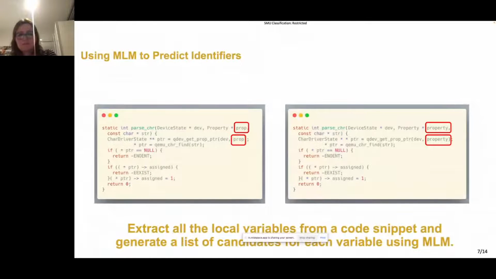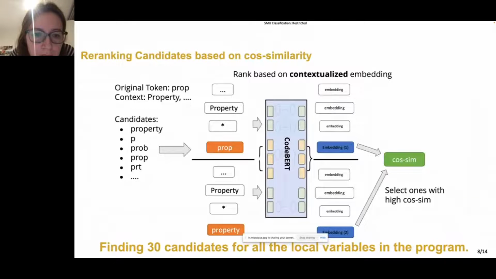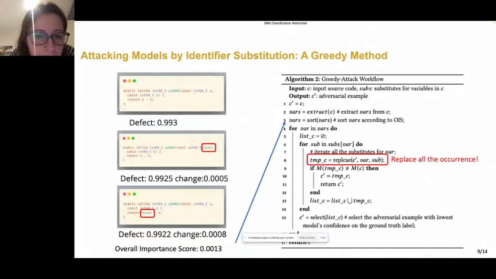We extract all the local variables from the code snippet and generate a list of candidates for each variable using masked language prediction. Beyond that, we also re-rank the candidate list. We use each candidate to replace the original identifier and feed them into the model. But this time, we compute the embedding of each token rather than predict the masked tokens. Then we compute the similarity between the original token and the new identifier and select the top 30 candidates with the highest similarity. We propose a two-stage method to generate adversarial examples.